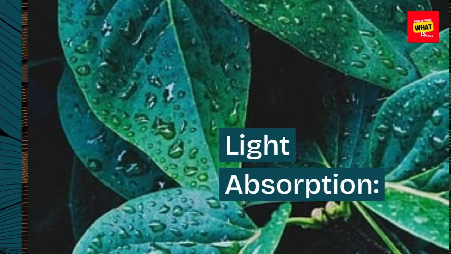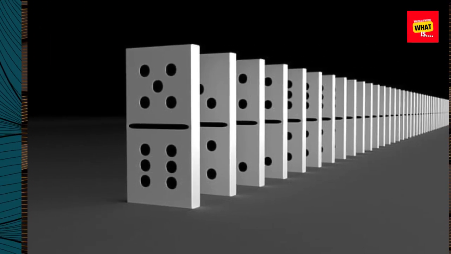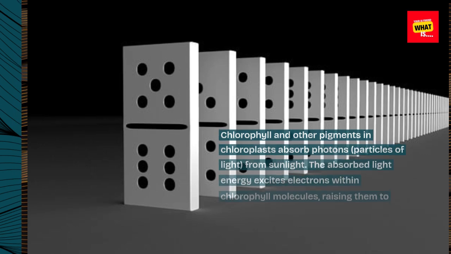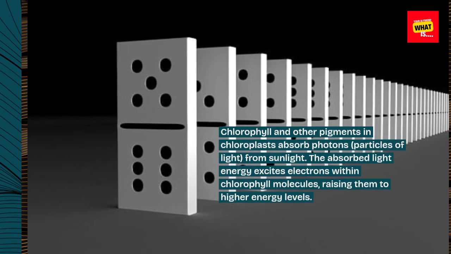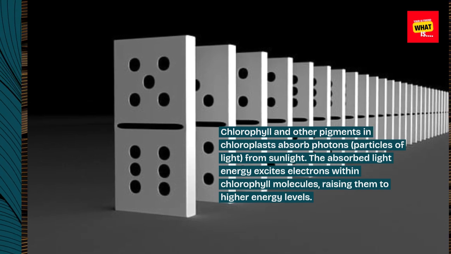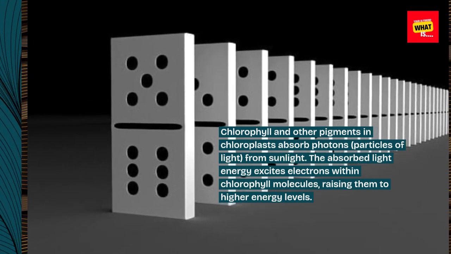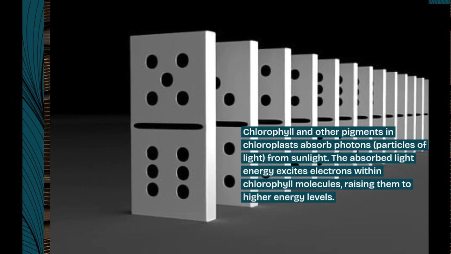Light absorption. Chlorophyll and other pigments in chloroplasts absorb photons, particles of light, from sunlight. The absorbed light energy excites electrons within chlorophyll molecules, raising them to higher energy levels.